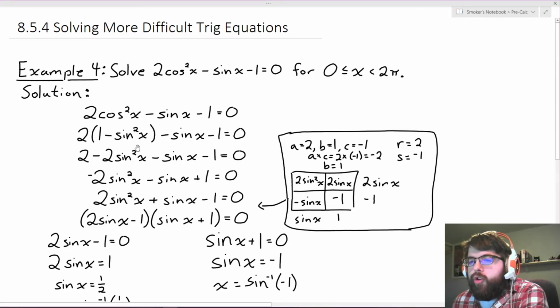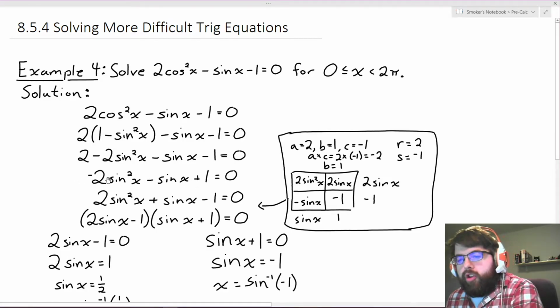I distribute the 2 in. I have 2 minus 2 cosine squared. And then this minus sine squared minus 1 is just following along. Well then I have a 2 here and a minus 1 here. They can combine to a plus 1. And then my leading coefficient is now negative 2 sine squared. Then the minus sign just followed the whole way down, didn't change at all. This got changed because of the 2 that was out in front.